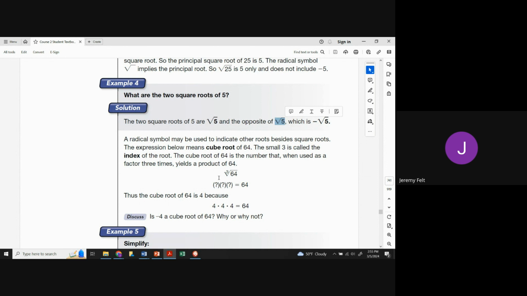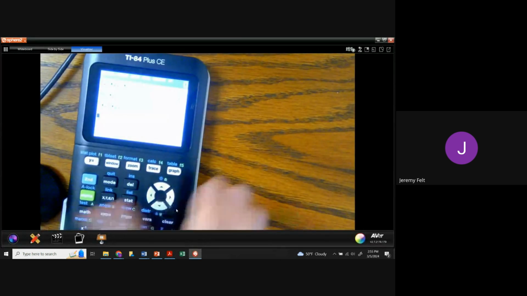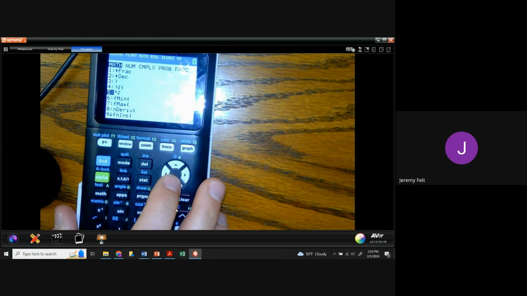But we have other roots as well. We can actually do that on our calculator, so we clear out that. If you go into math, and then I believe it's the fourth option down there. This fifth option is if we're doing something other than 2.